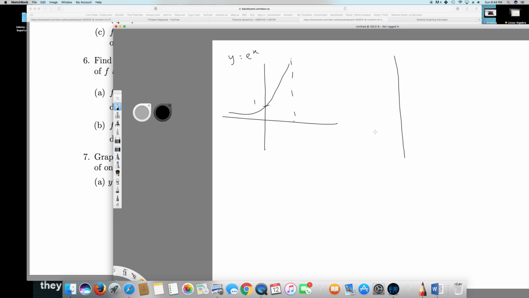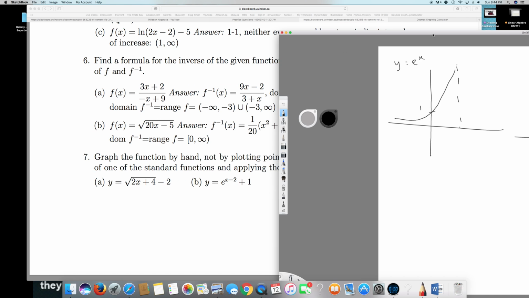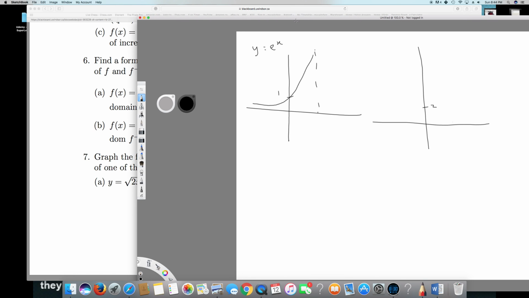So let's draw that graph. It's going to be 2 units to the right side. So what's going to happen is this is going to go straight toward 1, and when x becomes 2, it's going to be crossing 1. Instead of crossing 1 at 0, it's going to cross at 2, because we have lifted this one unit up, so it's going to cross 2 now. So that's how we draw this graph. This is y equal to e to the power of x minus 2, plus 1.